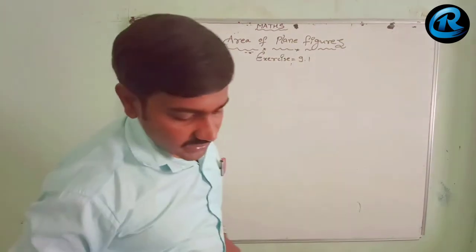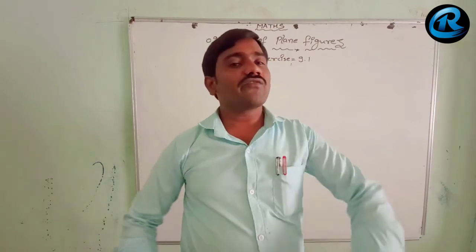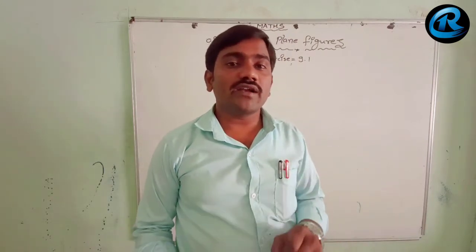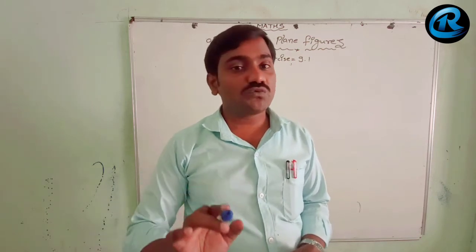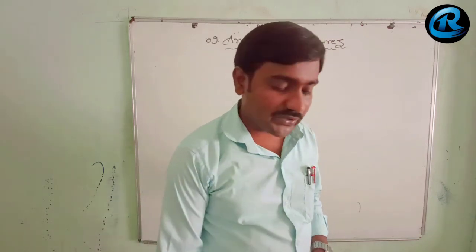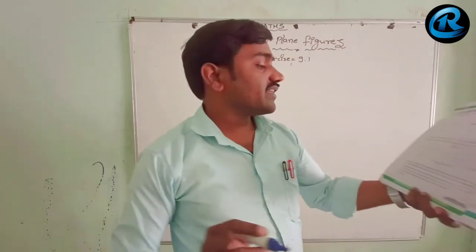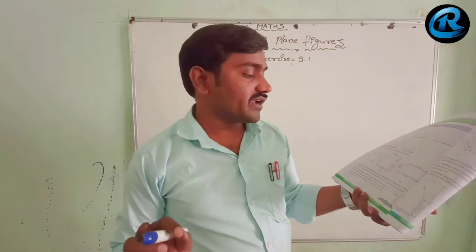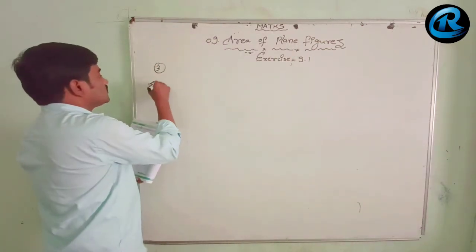Now the question number 3 is: calculate the area of quadrilateral. So what is the area of quadrilateral formula? The formula is 1 by 2 into d into (h1 plus h2). That is the formula. Now here, calculate the area of quadrilateral ABCD. So here, let me go to the solution directly.